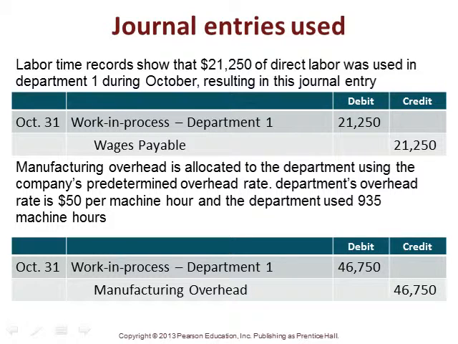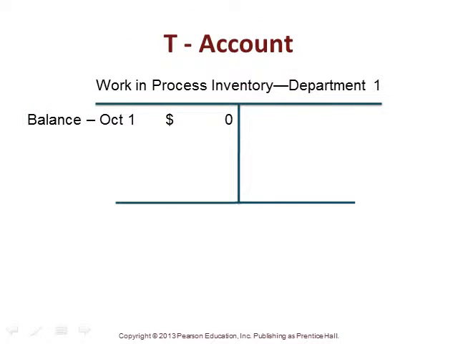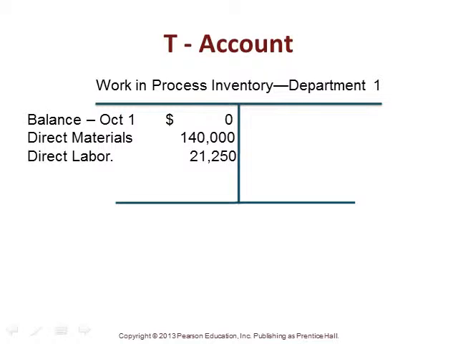So then let's look at what this will look like in a T account. We first input our direct materials debit. We then moved our direct labor into the account, and you can see these are both on the left-hand side, so they're debits. And then we moved our manufacturing overhead in at $46,750.